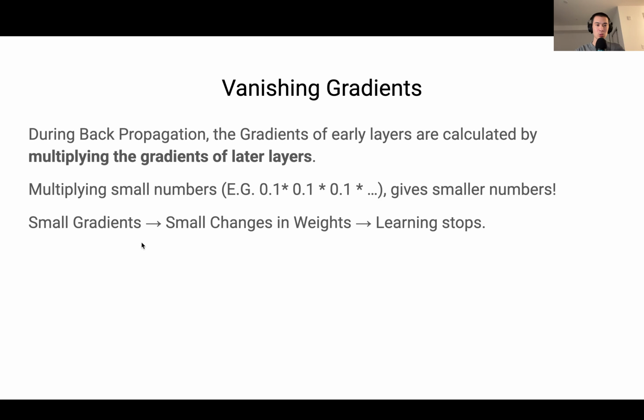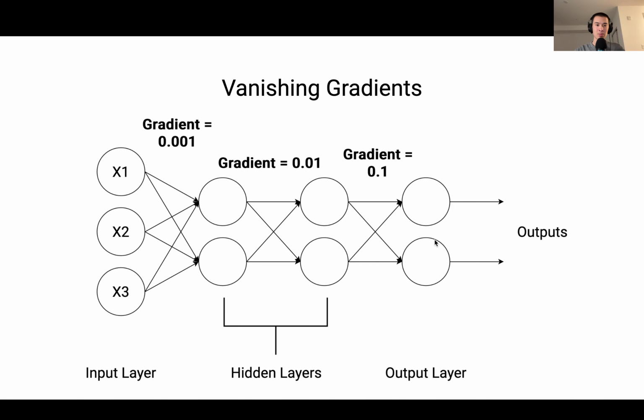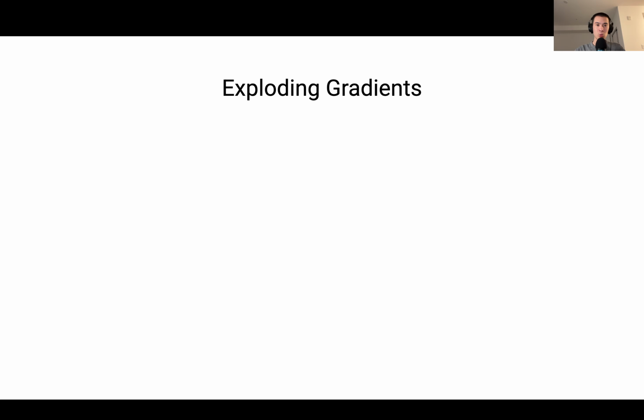Small gradients will lead to small changes in weights, and learning stops. So in this diagram, we have a gradient of 0.1, and as it goes through the layers, there's more multiplications of small numbers, so the gradient gets smaller and smaller, which will make the weight updates smaller and smaller, and learning stops. What's an intuitive opposite problem?